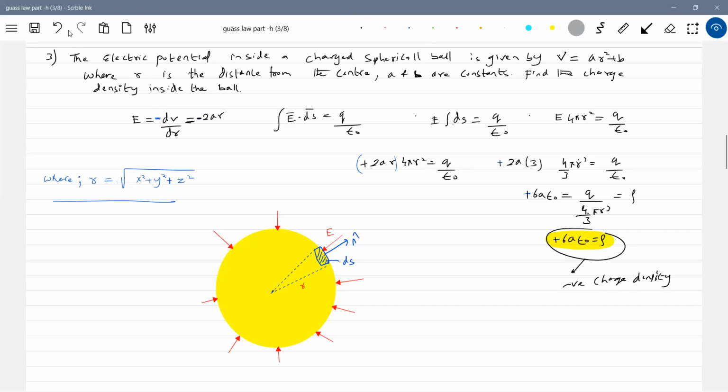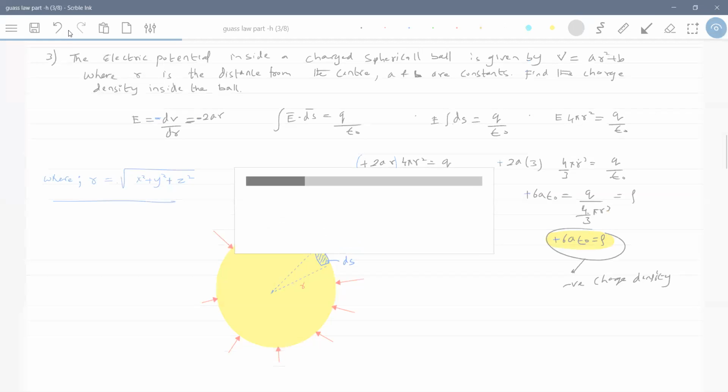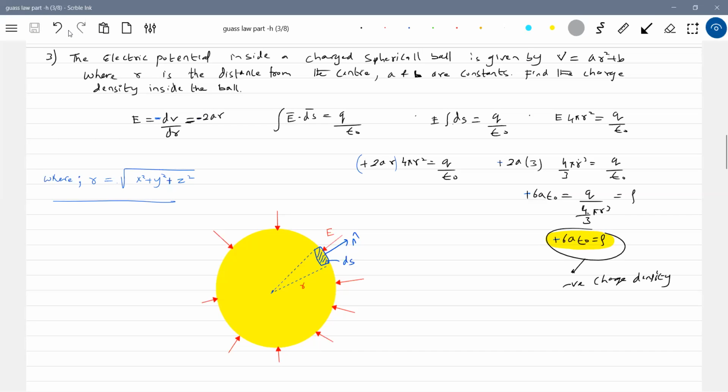Because if E is negative and you don't show the sign, solve it, you'll get rho negative. This is actually R. What is R? R is x square plus y square plus z square. The interpretation: it's not a plane diagram, it's not a circle, it's a sphere.